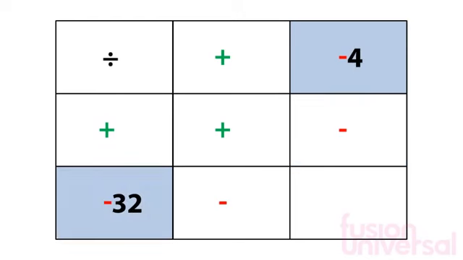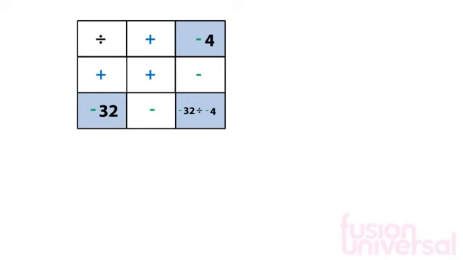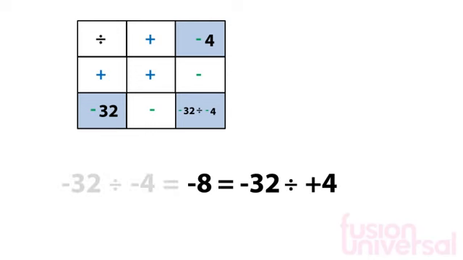Finally, let's finish off our pattern by looking at a negative divided by a negative. Negative 32 divided by negative 4. Let's see what this could be. You might think that the answer is negative 8. If it were negative 8, then it would be the same as negative 32 divided by positive 4.